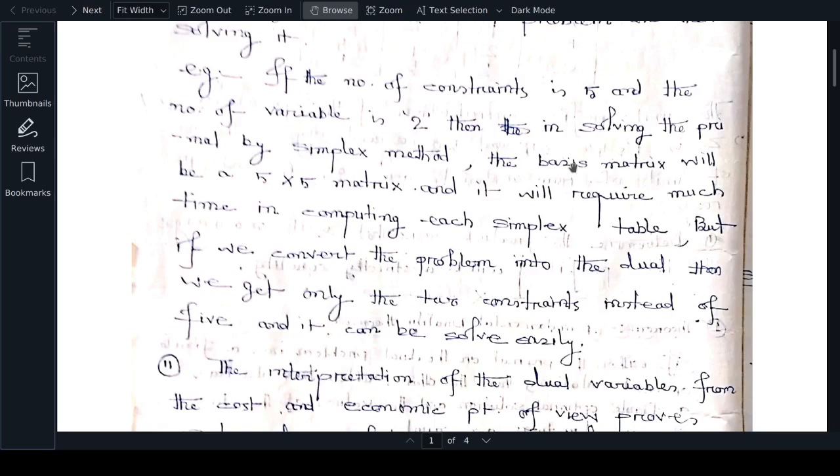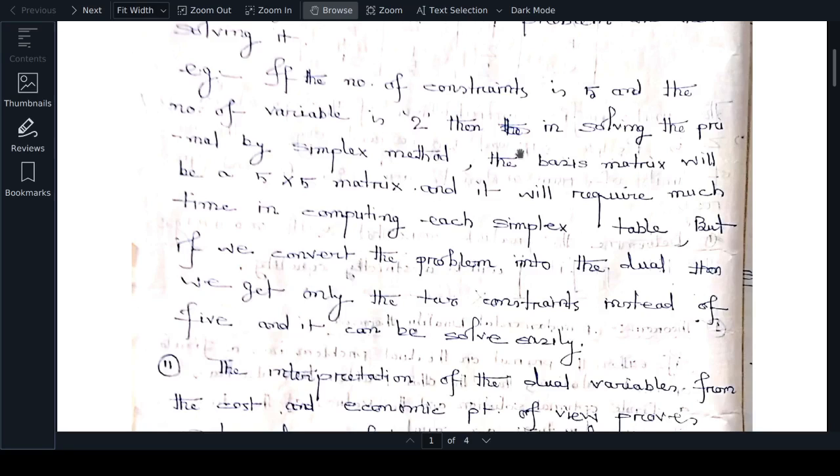So here you see, suppose a primal problem is given, and here 5 constraints and 2 variables. So when we make the table in simplex method, then you will get a 5 by 5 matrix. Okay, but if we convert it into the dual, then you will see there will be 2 constraints. Okay, so 2 constraints means what? Then we get a 2 by 2 matrix. So then our labor of computation will be less. So this is one of the importance of dual.